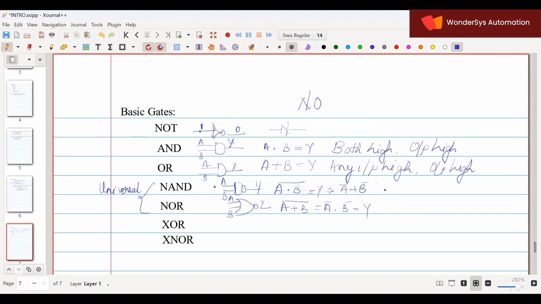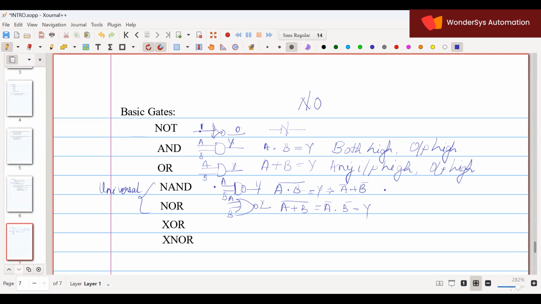Everyone write the truth table, then answer the question. Write the truth table of the NAND gate and send me the pictures. If you guys won't do the homework, we'll do the homework in the class, okay? Everyone write the NAND gate truth table.